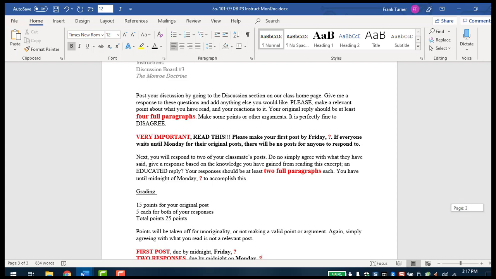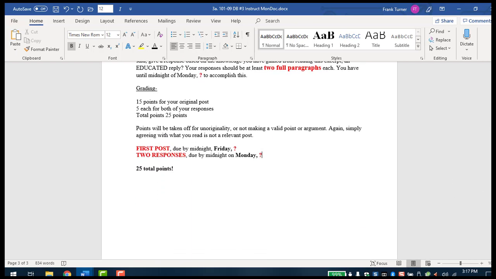Okay, grading: 15 points for your original posts, 5 each for both of your responses. Total points is 25 points. So points taken off for unoriginal, you're not making a valid point or argument. Again, simply agreeing with what you read is not a relevant post. If you miss the main post and respond to the 2 responses, you'll get 10 points, and vice versa. If you don't respond but you post your main post, you get 15. But again, don't leave easy points on the table.